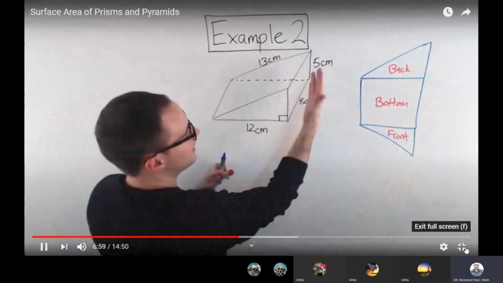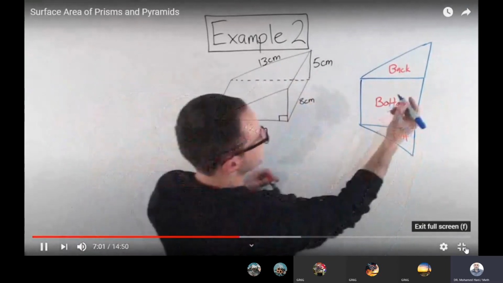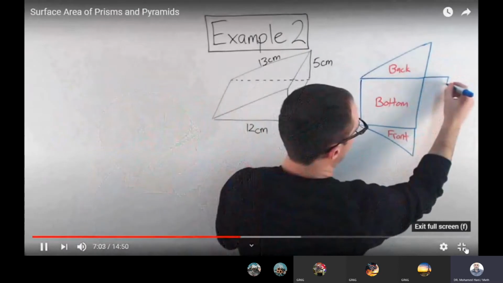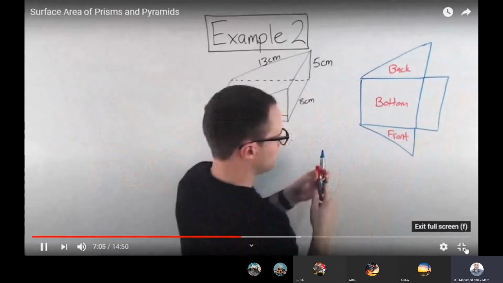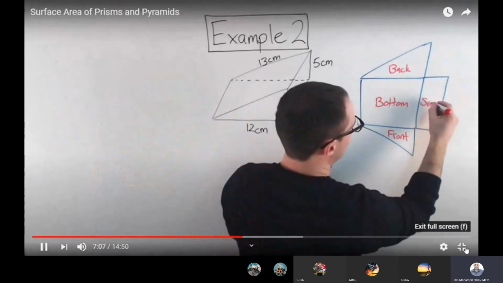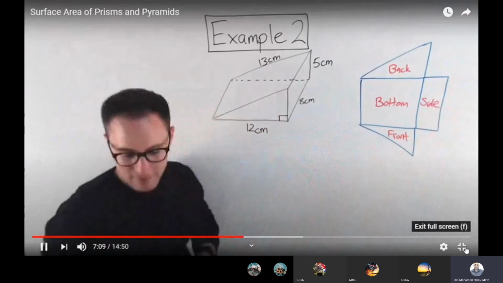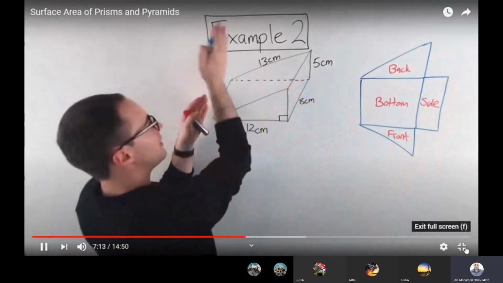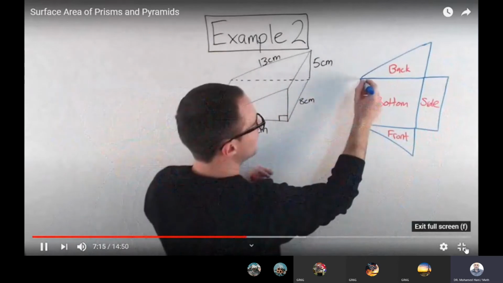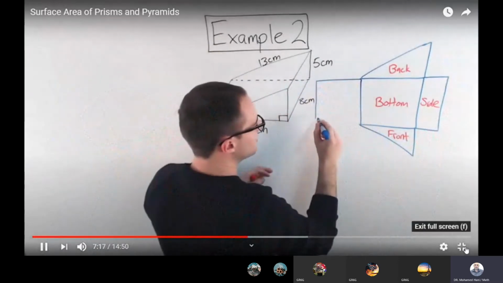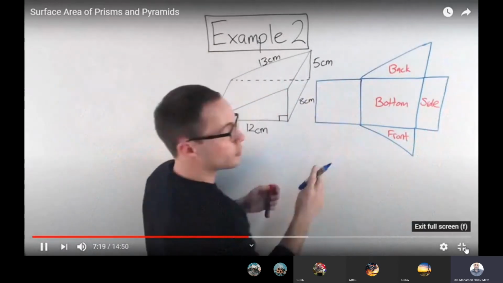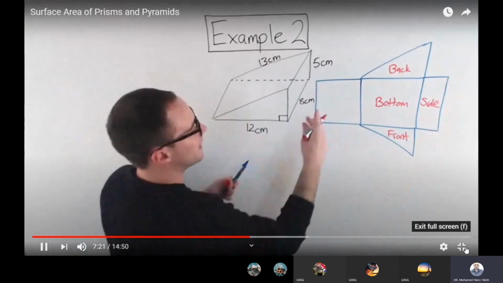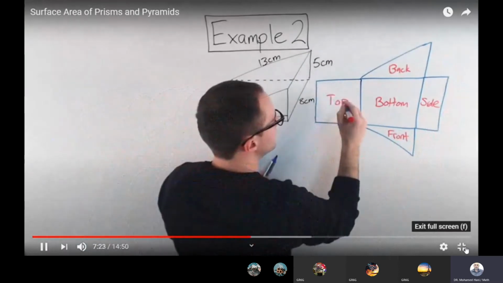Then we have this side here, which is kind of small. It's something like that, the side. And then again, the one that a lot of people forget, the top, I'm going to fold it the other way. And it should be a lot longer than this, but I don't have a lot of room, so just bear with me. That's going to be the top.